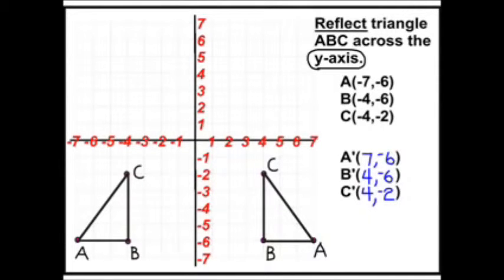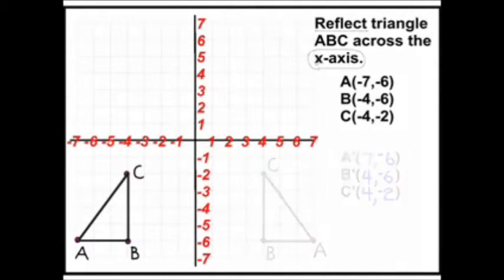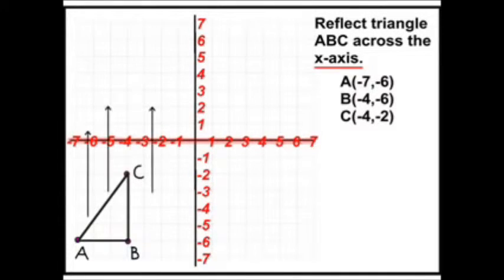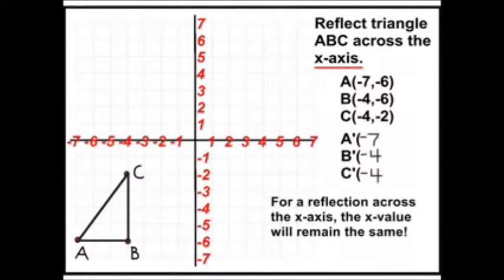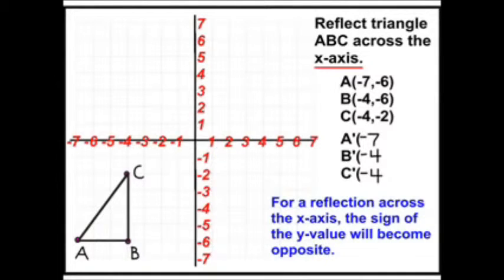Now let's use the same rule to reflect triangle ABC across the x-axis. The same rule will apply, except that when reflecting something across the x-axis, it's the x values which will remain the same, and it is the y values that we will have to change the sign to the opposite of what it was. So let's just rewrite all the x values exactly the same: -7, -4, and -4.